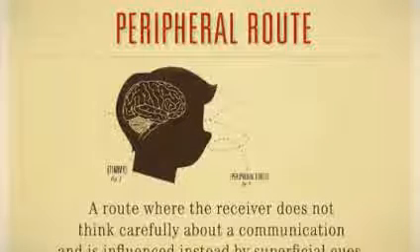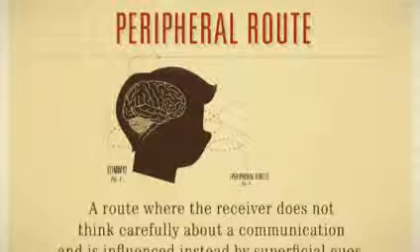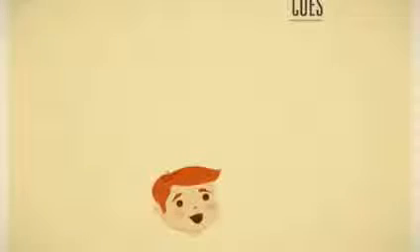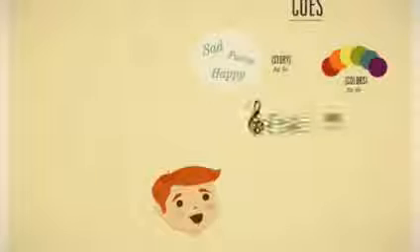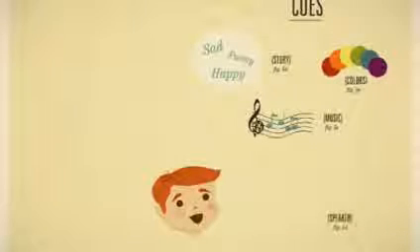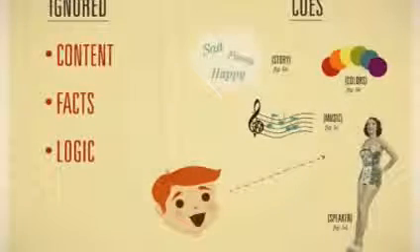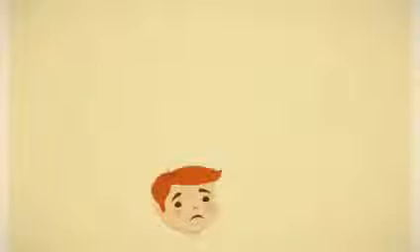In this route, the receiver, that's still you, Timmy, does not think carefully about a communication and is influenced instead by superficial cues. Examples of these cues or gimmicks include an emotional story, bright colors, sappy music, or an attractive speaker. Low involvement is associated with the peripheral route because the message content becomes relatively unimportant and ignored. The results of the peripheral route are more temporary and subject to change, as these cues play to the senses, emotions, and feelings. Yes, that's right, Timmy.